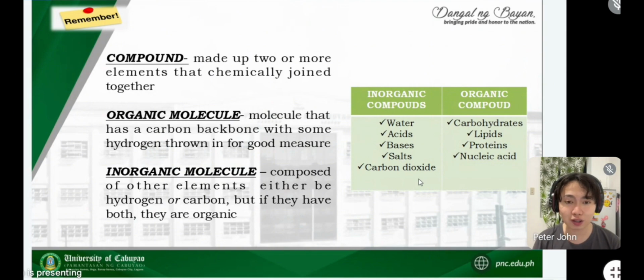So automatically inorganic siya. Tatandaan natin, para mas mabilis tandaan, pag inorganic, dapat isa lang yung present sa chemical formula, either carbon or hydrogen. While for organic, dapat present po yung dalawang element, carbon and hydrogen. Okay po? So next tayo.